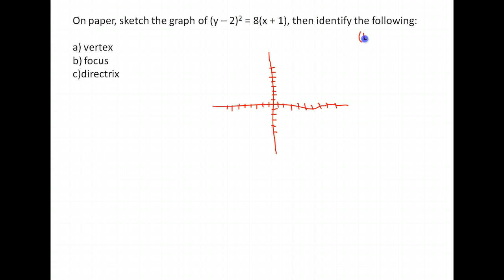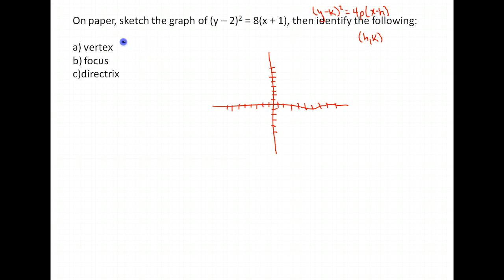Now remember, the vertex of a parabola is h comma k. In this form, remember the h value is the one that's with the x, the k is the one that's with the y. Also recall that the standard form, when we have y in this form, is y minus k squared equals 4p times x minus h. So make sure you get your x and y value in the right order.